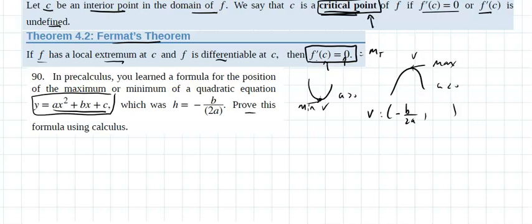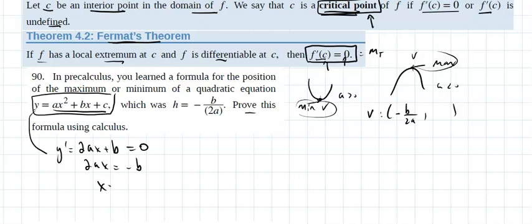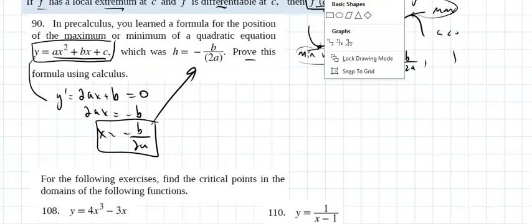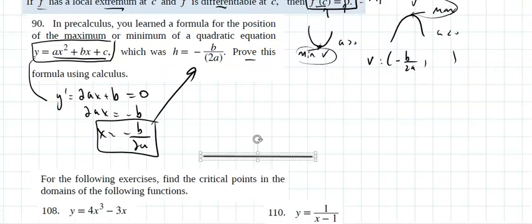Now we want to prove that using calculus. According to Fermat's theorem, since this has an extreme, a maximum or a minimum, it must occur when the derivative equals 0. What's the derivative? a, b, and c are constants. Isn't that 2ax plus b? And where does that equal 0? Subtract b from both sides and divide by 2a, and there it is. According to Fermat's theorem, that's the c. That's where f will retain its maximum or minimum.